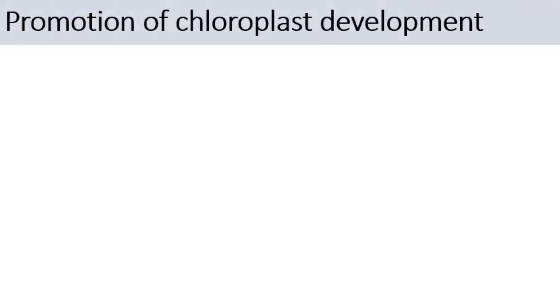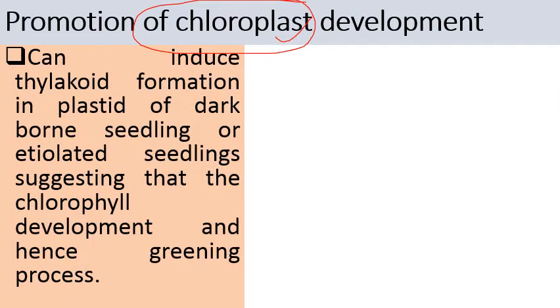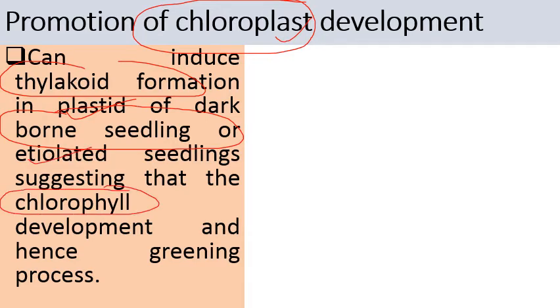Next important function of cytokinin is promotion of formation of chloroplast from the etiolated seedling. Etiolated plants are those plants which are grown in dark conditions, and in them chloroplast formation is also initiated by cytokinin. Cytokinin can induce thylakoid formation in the plastids of dark-grown seedlings, which are commonly known as etiolated seedlings, suggesting that chlorophyll development is controlled by the cytokinin, and hence it leads to the formation of chloroplast, which is known as the greening process.